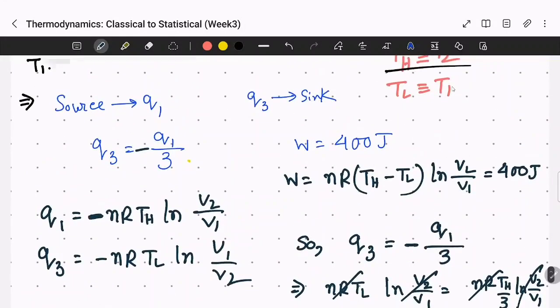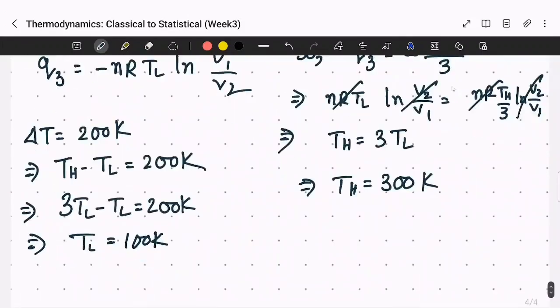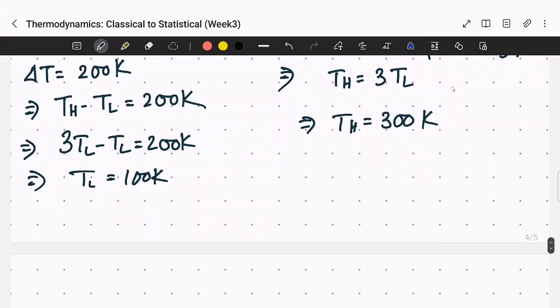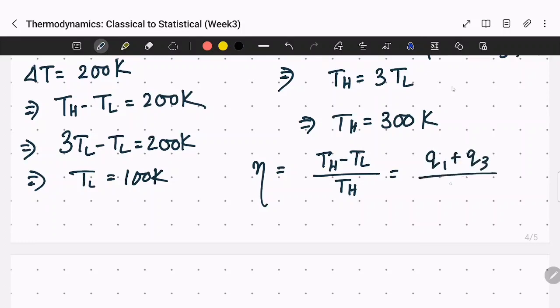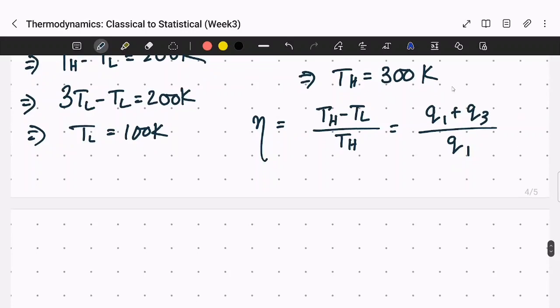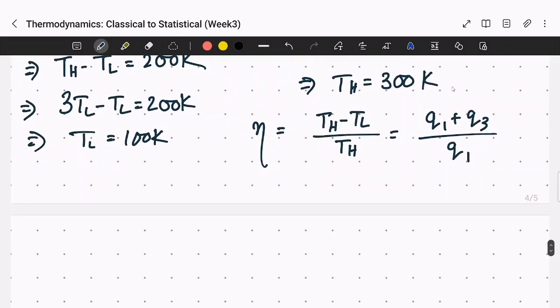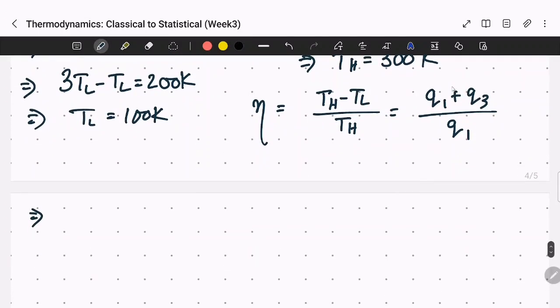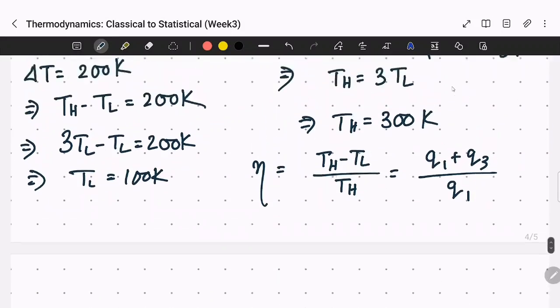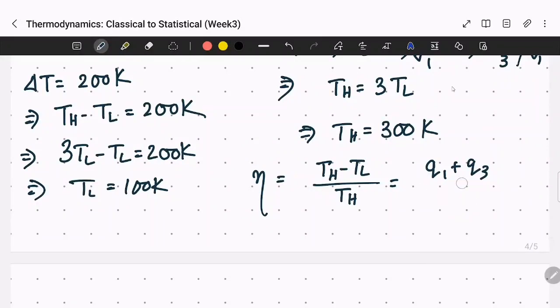Now we have to identify Q1 and Q3. So how can you identify that? One formula you can use: eta is basically (TH minus TL) by TH, which equals (Q1 plus Q3) divided by Q1. If you use this formula, then you can write TH minus TL is 200 and TH is 300, equals 1 plus Q3 by Q1, and Q3 by Q1 is also known, so that will not help essentially. Okay, no.